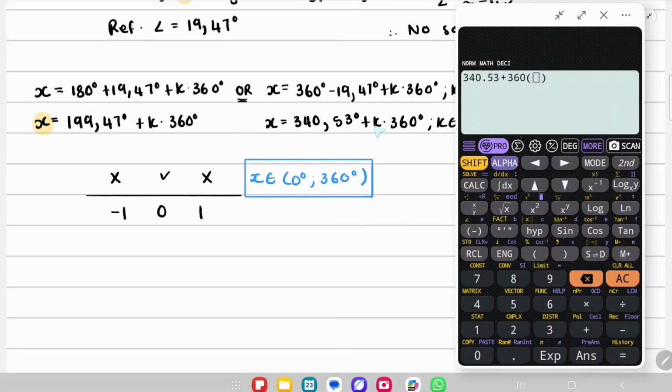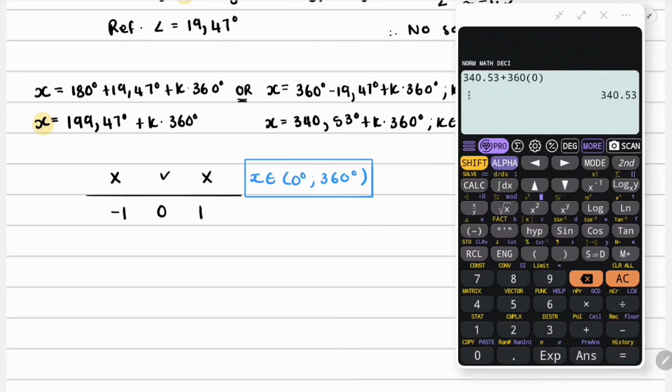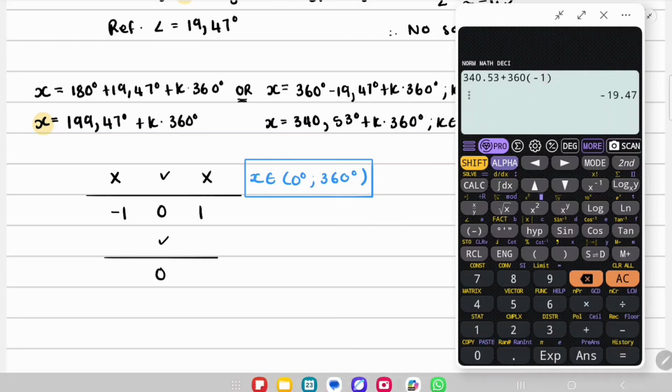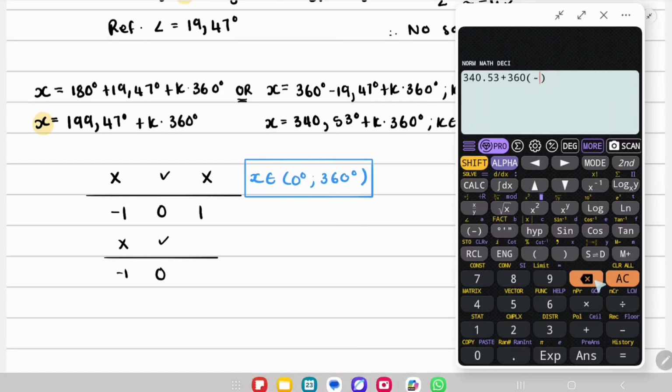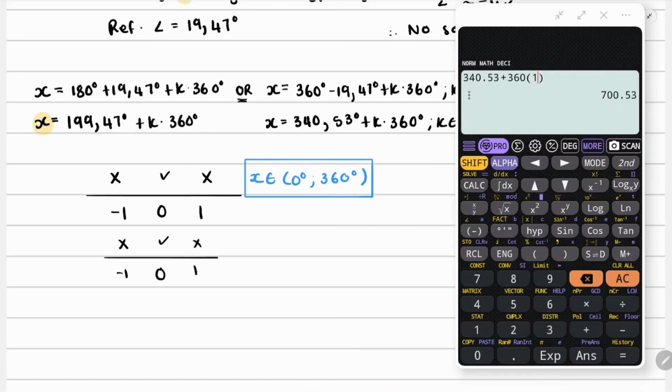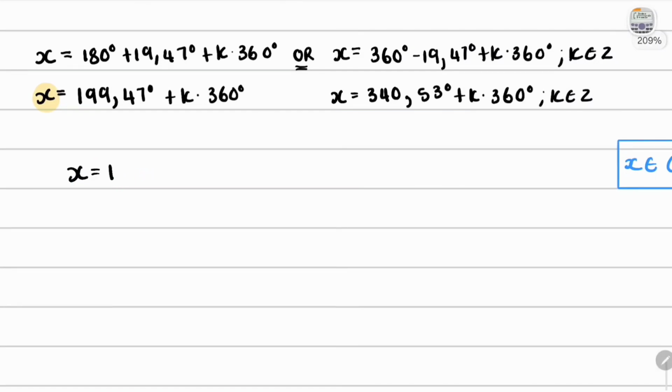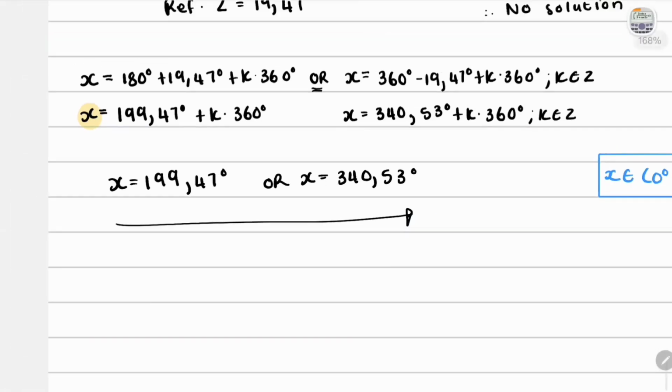Now, with the second solution set, you see that if we try 0, it's going to definitely work. That will be within our range. So 0 works. But if you try -1, it's going to make that negative, which is not within our range. It's not from 0 to 360, so -1 does not work. 1, of course, will also not work because it's going to be too big. That is 700 degrees. It doesn't work. So you do not have to try any other ones. So x equals 199.47 degrees, or x equals 340.53 degrees. And that is our answer.